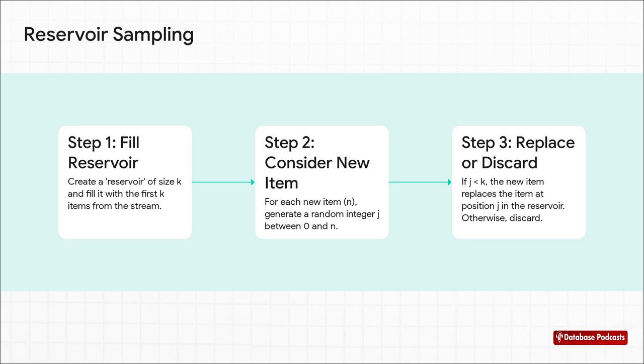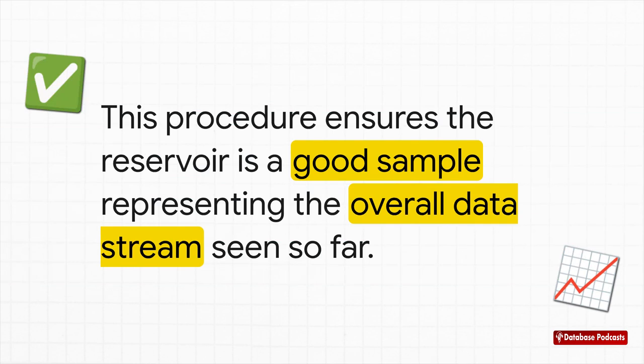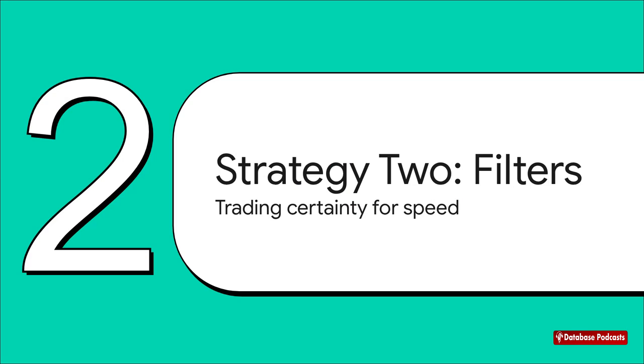Now, for every single new item that arrives after that, let's say it's the nth item, you make a choice. You generate a random number j between 0 and n, and if that number j happens to be less than your reservoir size k, you kick out the item at position j and replace it with the new one. If not, you just let the new item fly on by. Now, the math behind this is perfect. This super simple process guarantees that at any given moment, the items in your reservoir represent a true, fair, random sample of every single thing the stream has shown you so far. It's brilliant.